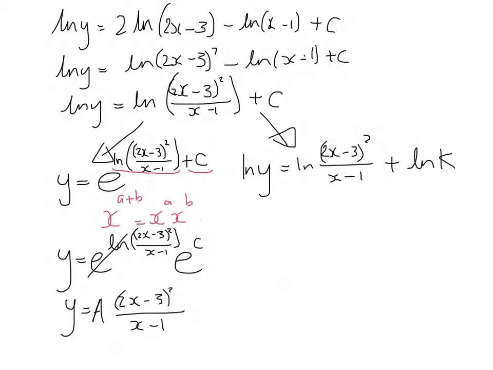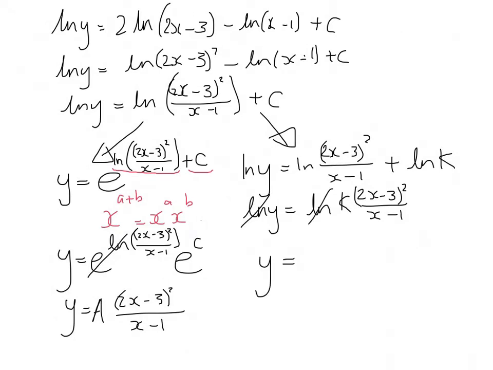And now I can use my laws of logs on the right hand side and pull that k in as a multiplier in front of the (2x minus 3) squared over (x minus 1). And now I can just cancel my ln's by doing e to the power of to both sides, and I get exactly the same thing, obviously, but with a k instead of an a. You can call it an a, you can call it whatever letter you like, really.